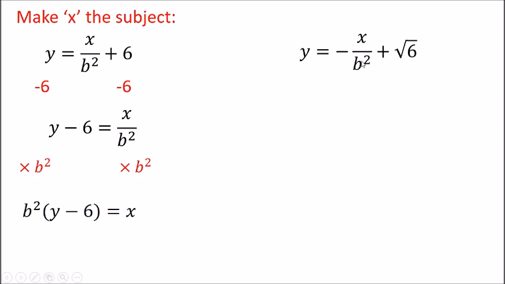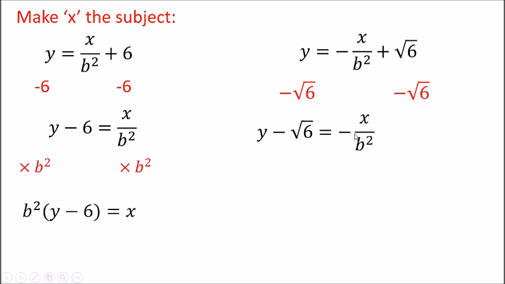Okay, so let's think about what we're trying to do. We want x to be the subject. So at the moment, I don't need that positive root 6 there, do I? All I want is x on its own. So let's start by eliminating this part of the right-hand side of the equation. What's the opposite of adding root 6? Well, I'm going to subtract root 6 from both sides. So y minus root 6 equals negative x over b squared. Okay, so it's looking a little bit tricky. I've got that negative sign there, but I'm just going to leave that for now. I'm going to deal with that at the end.